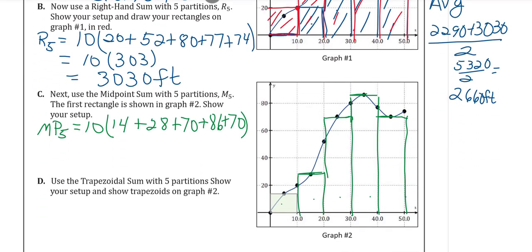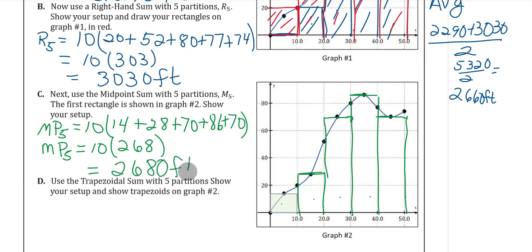Okay, so simplifying this, I get MP5 is equal to 10. Adding those numbers up, I get 268. So I get a value of 2,680 feet. And if you notice, that is really close to what our average was of the left and right hand sums. So now, let's do it using trapezoids.